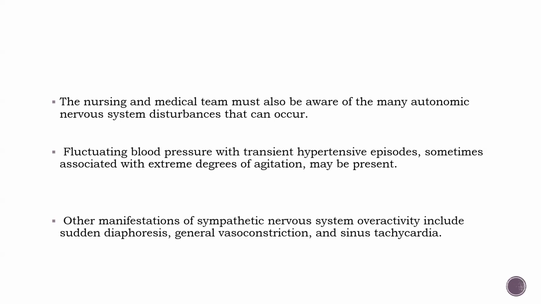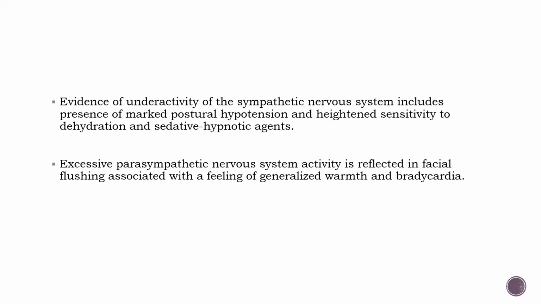The nursing and medical team must also be aware of the many autonomic nervous system disturbances that can occur. Fluctuating blood pressure with transient hypertensive episodes may be present, sometimes associated with extreme agitation. Other manifestations of sympathetic nervous system overactivity include sudden diaphoresis, general vasoconstriction, and sinus tachycardia.